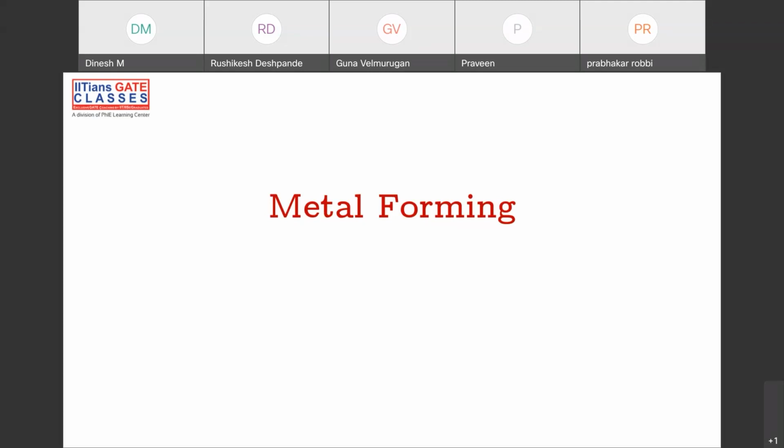Right? In metal forming, we have two categories. One is bulk metal forming, another is sheet metal forming. Based on the dimensions of the object, these two are categorized. Bulk, heavy metal forming, sheet, thin. So in sheet, the thicknesses are very less compared to the length. Okay, so let's proceed.